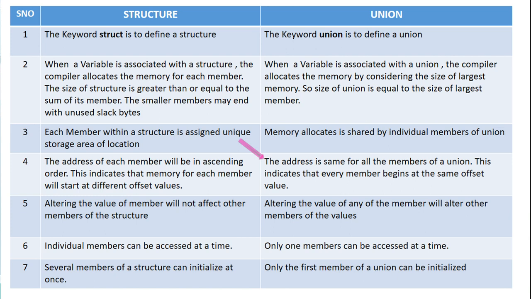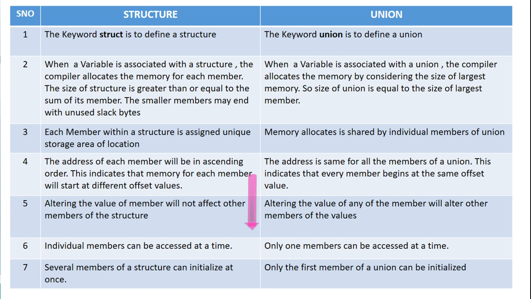Altering the value of a member will not affect other members of the structure, because separate memory is allocated for each and every member. But this might not be the case when union is used. So when we are altering any member of the union, there may be changes in the other member values also. Each and every member we can access in structure, but in a union only one member can be accessed at a time.